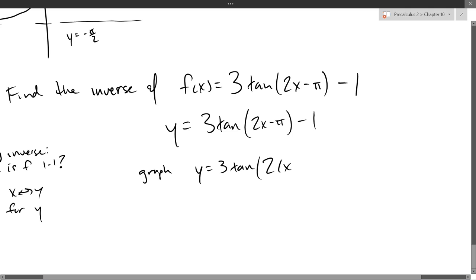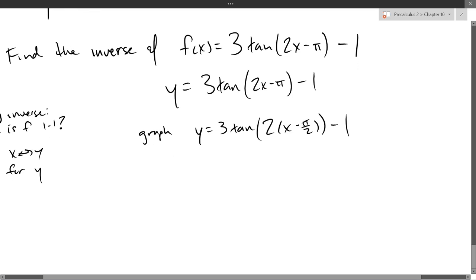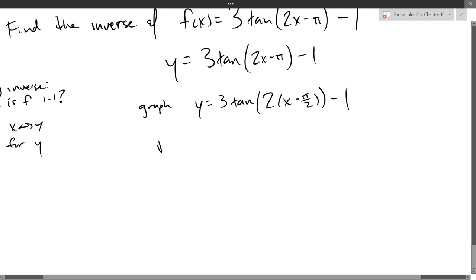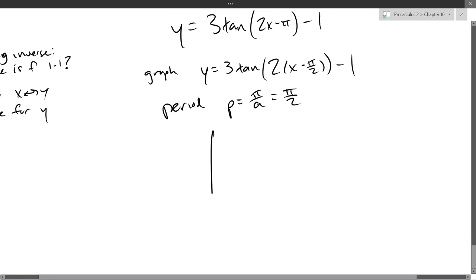So first thing, factor. So we factor our 2 out. Instead of shifting right pi, we actually shift right pi over 2. All right, period. P equals regular pi over a. And of course here, a is 2. So our period is just pi over 2. So shift right pi over 2. Our period is pi over 2. So we're going to go to 2 pi over 2.